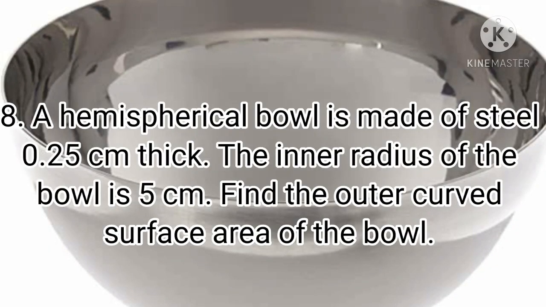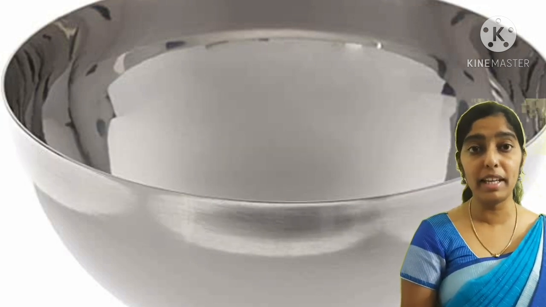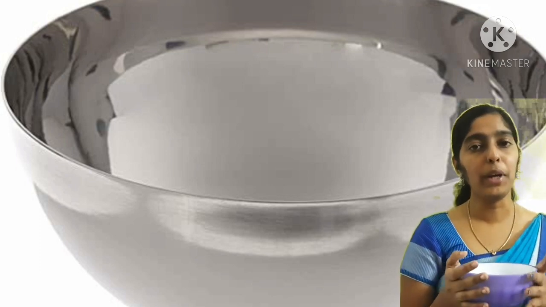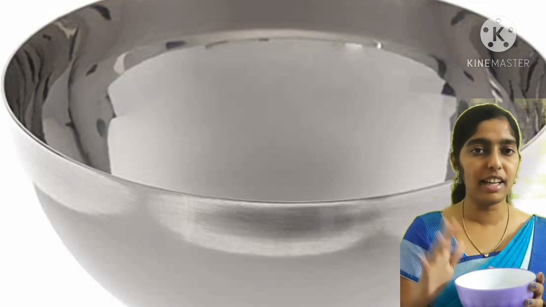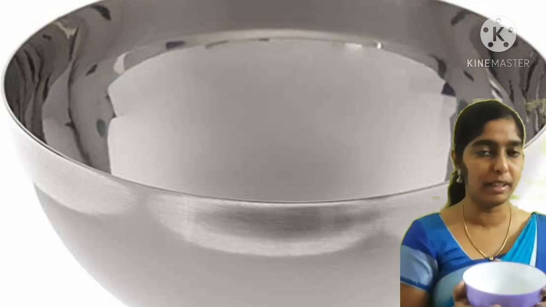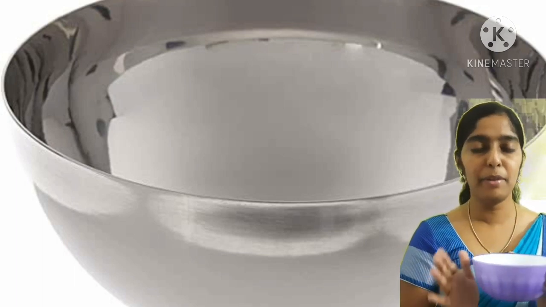Exercise 13.4, question number 8. A hemispherical bowl is made of steel 0.25 centimeter thick. The inner radius of the bowl is 5 centimeter. Find the outer curved surface area of the bowl. So, in the sum, what is given? A hemispherical bowl. So, consider this as a hemispherical bowl. Here the inner radius is given as 5 centimeter and this thickness is given as 0.25 centimeter. Now, we have to find the outer curved surface area of this hemispherical bowl.